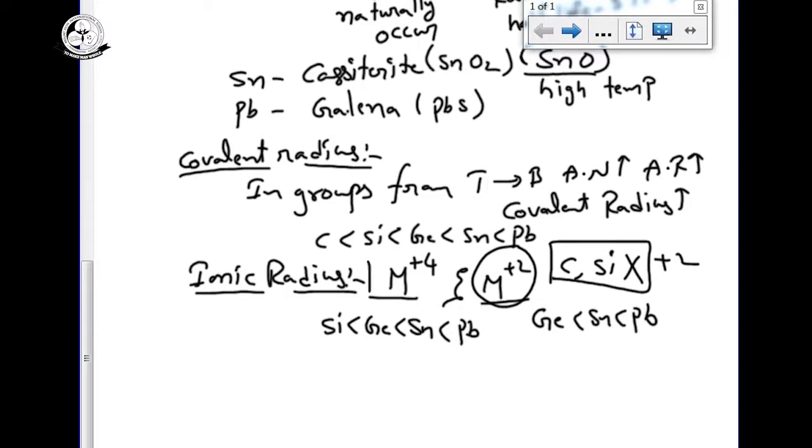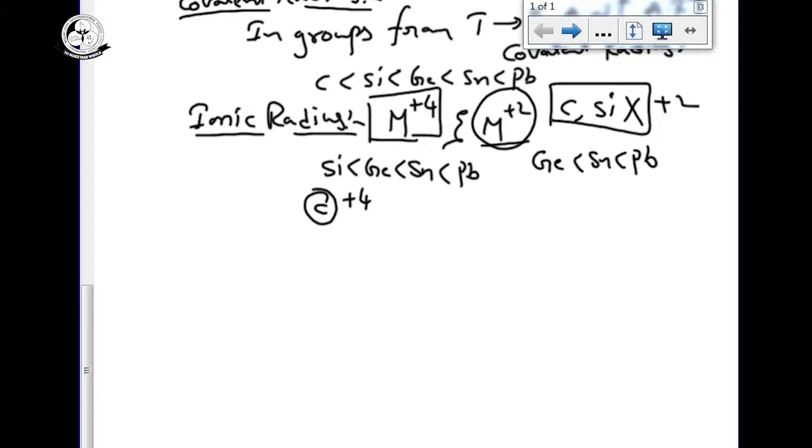And here by +4, what we have to understand is carbon generally cannot show the +4. Whenever it reacts with the most electronegative elements, that is fluorine and oxygen, it can show the +4 oxidation state. Carbon +4 is more stable. Anyway, ionic radius or covalent radius only increases, but carbon and silicon cannot show the +2 oxidation state. Later we will discuss the oxidation state, why it can exist in +4 and why it cannot exist in the +2 oxidation state. We will discuss.